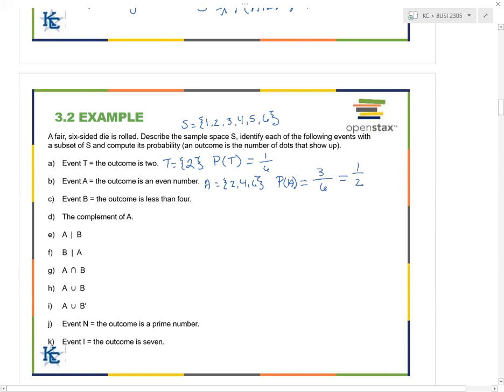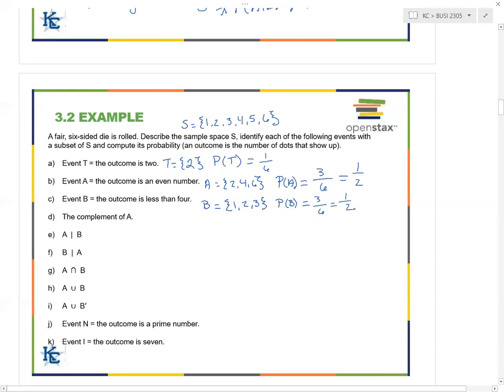Event B is the outcome is less than 4. So B equals outcome is less than 4. We have 1, 2, and 3 in our B. So the probability of B is 3, because we have 3 possibilities in B, over 6 because there are 6 possibilities in our sample space. So again, we reduce and we get 1/2.